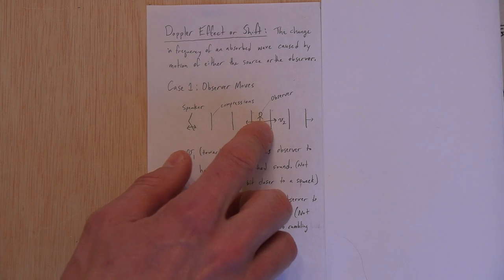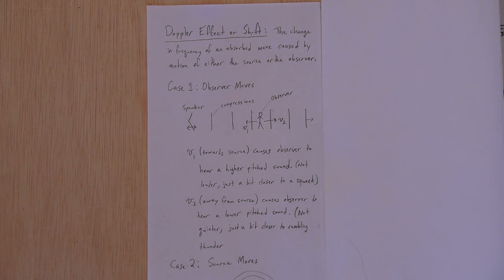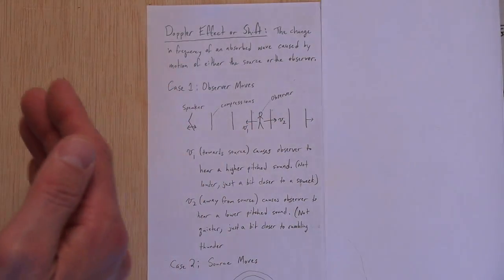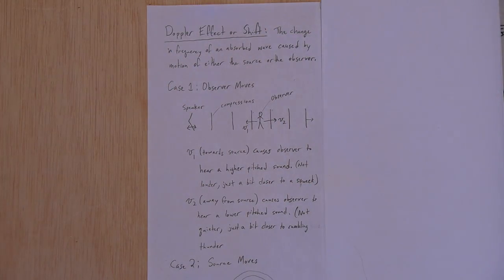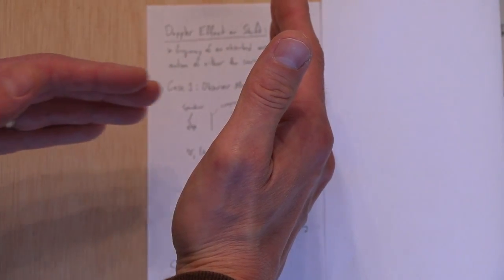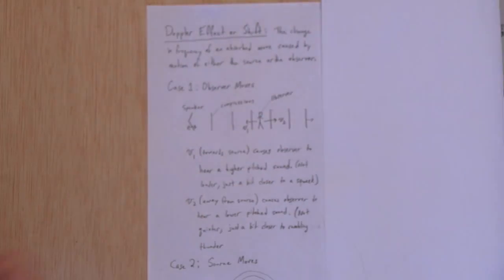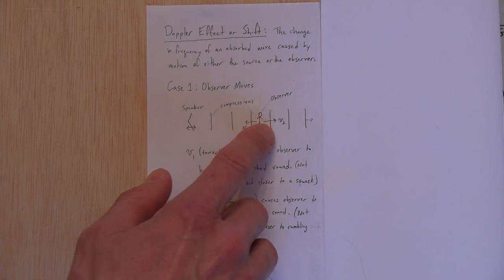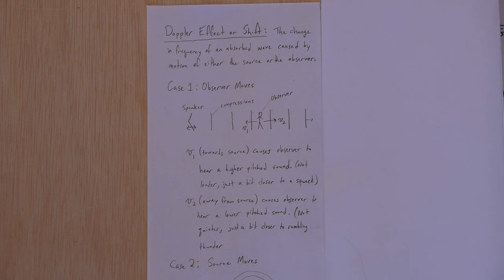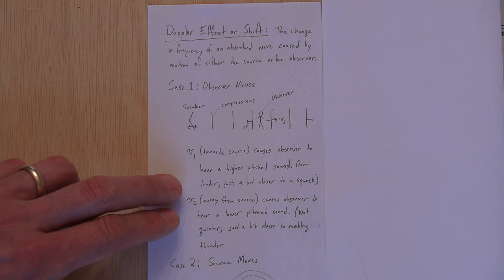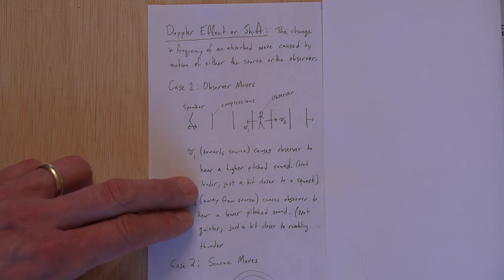If the observer runs away from the speaker, then the compressions are going to hit you slower than at the original rate, because you're running away from them, so it takes them longer to get to you. So that's a lower pitch. Higher pitch, run towards; lower pitch, run away from the speaker. So this is what this is saying, just written out. Okay, so not louder, just a bit closer to a squeak.